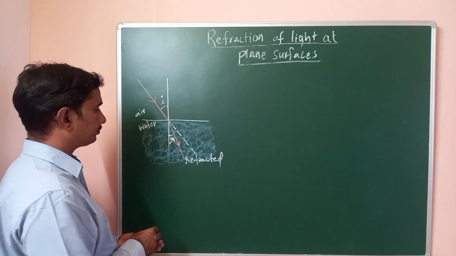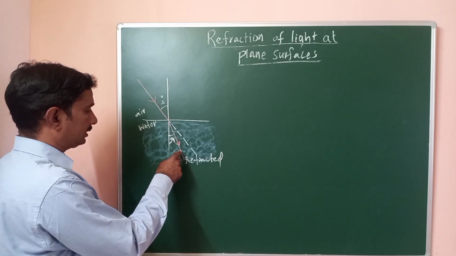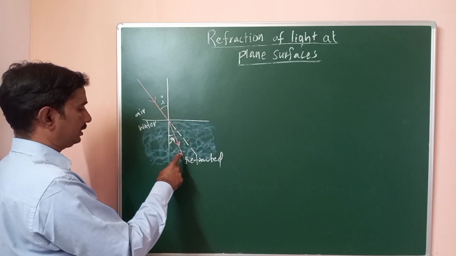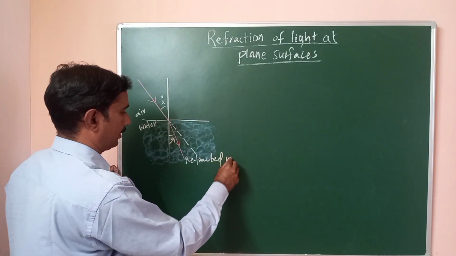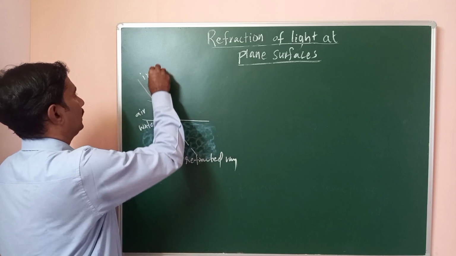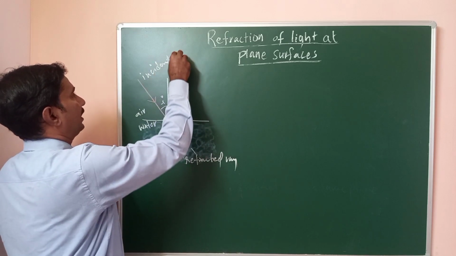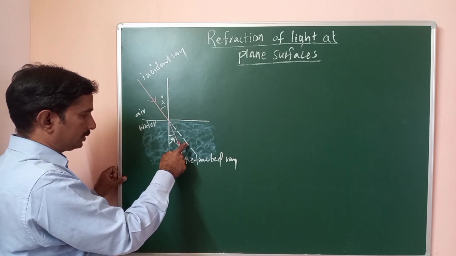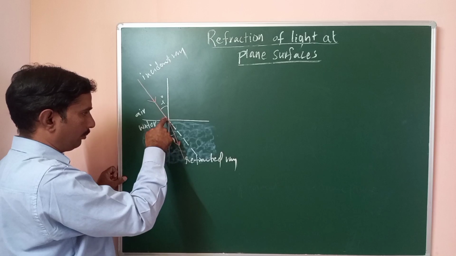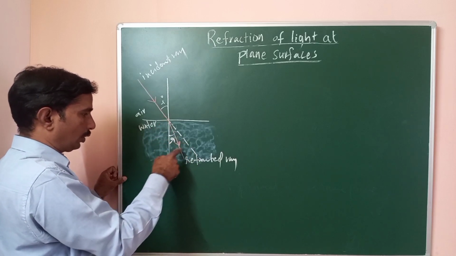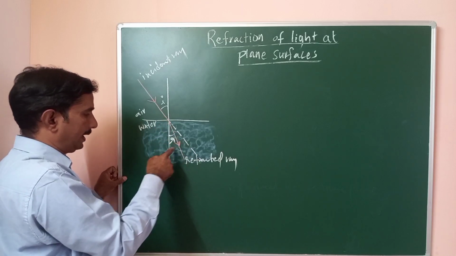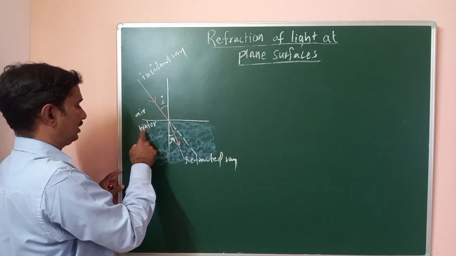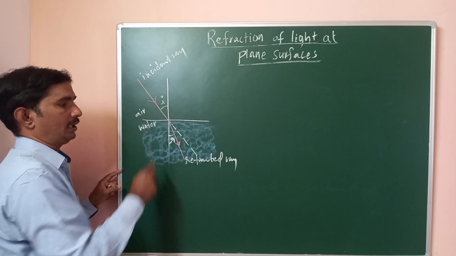Now if you see, this is in the second medium, this is in the first medium. This is the incident ray, this is the refracted ray. Here, towards the normal means below the dotted line. The actual path of the light is this, below the dotted line, which is towards the normal. It bends towards the normal when it travels from a rarer medium to a denser medium. Air is a rarer medium, water is a denser medium.